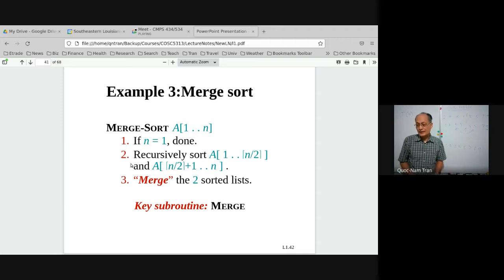But I know for sure that the total number of steps needed for this merge sort, if I write it T(n), will be the cost for sorting the left half plus the cost for sorting the right half plus the cost for merging. That's the cost for merging. What is the cost for merging? I write n here, but let's see how we can come up with n for merging.